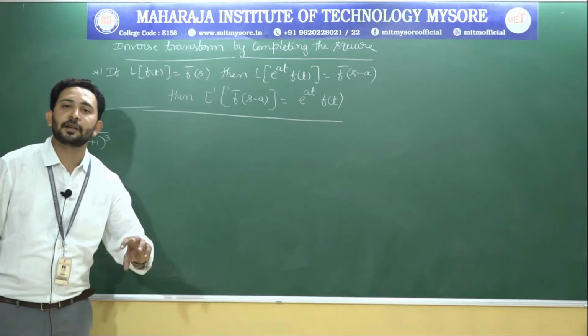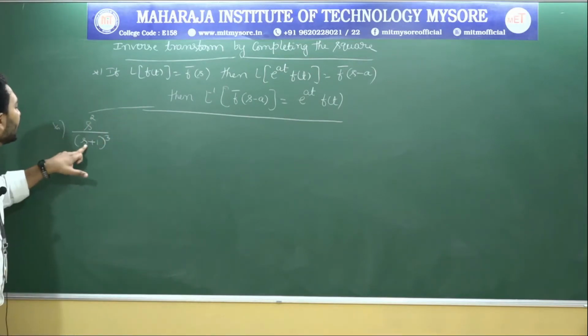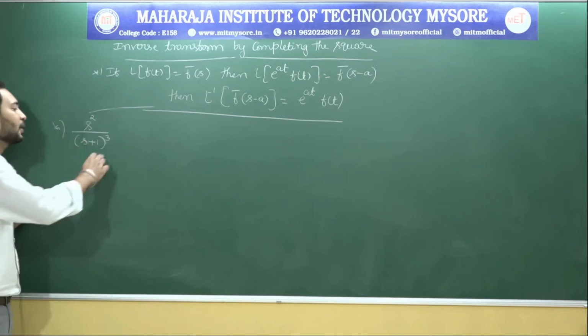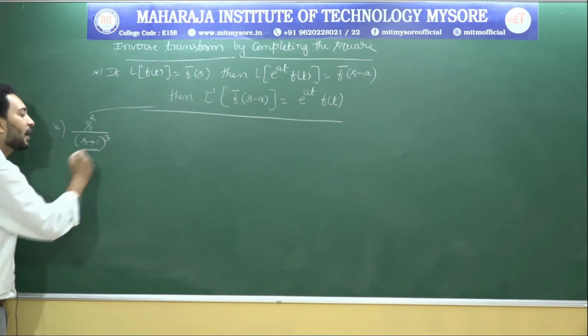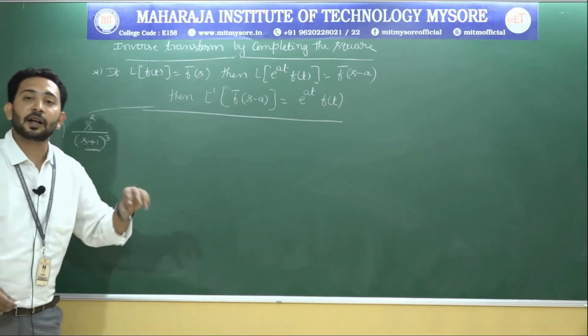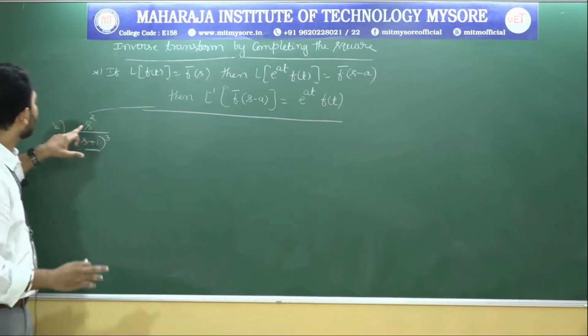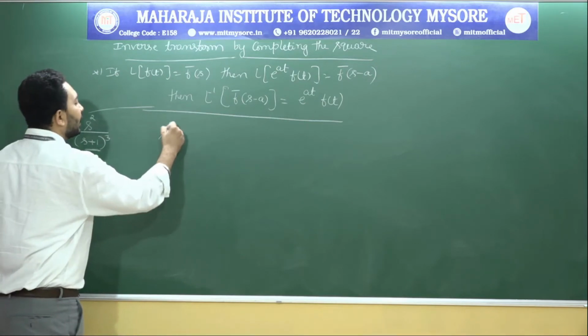Okay, now I will explain with one more problem. Now we have s square in the numerator and (s plus 1) whole cube in the denominator in this problem. See here, we have s plus 1. Then make all s in the question in the form of s plus 1 only. So we have s square. So make this s square as (s plus 1) whole square.